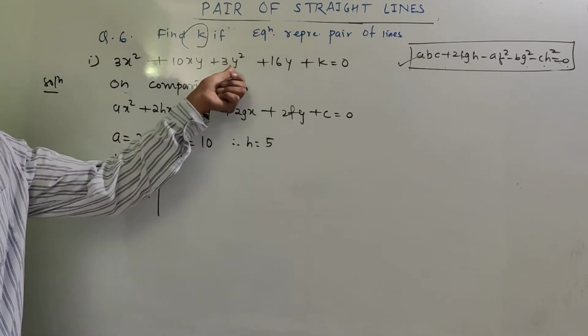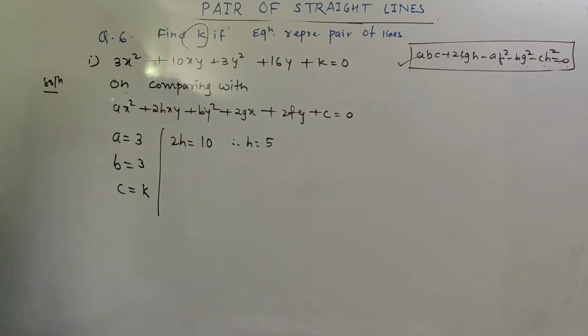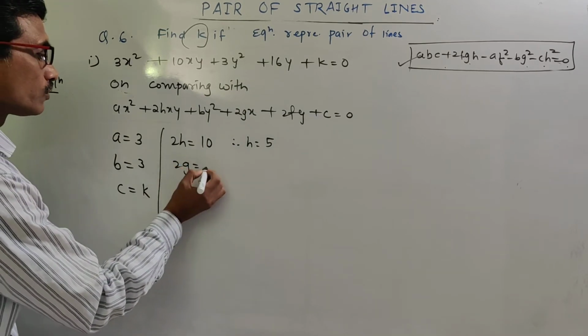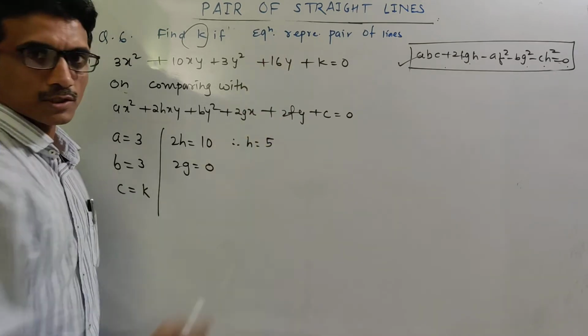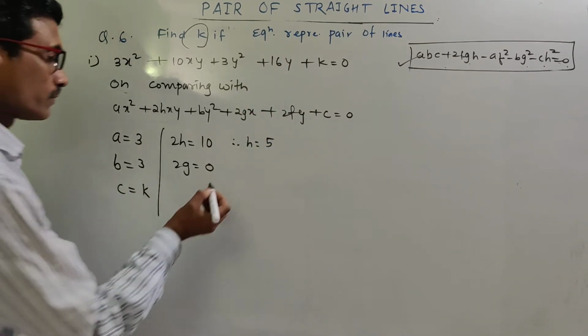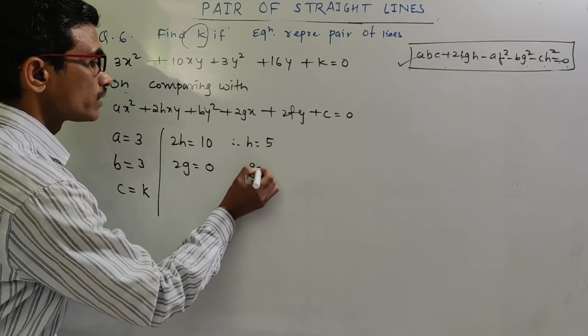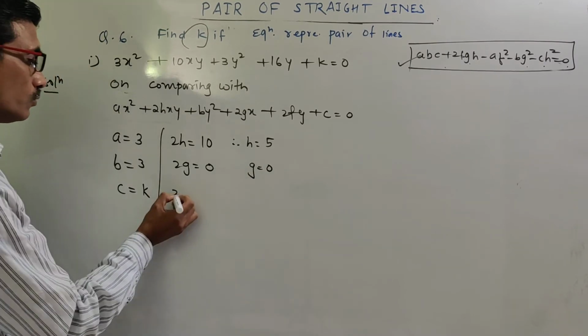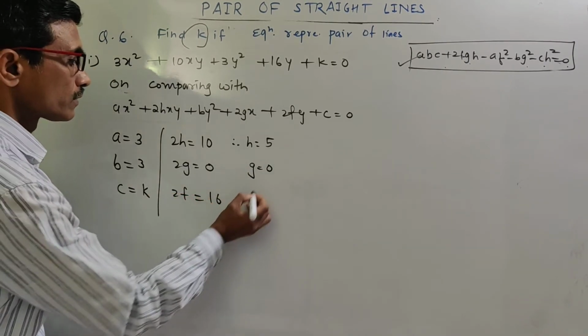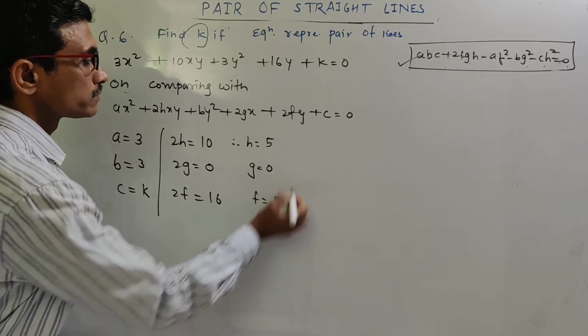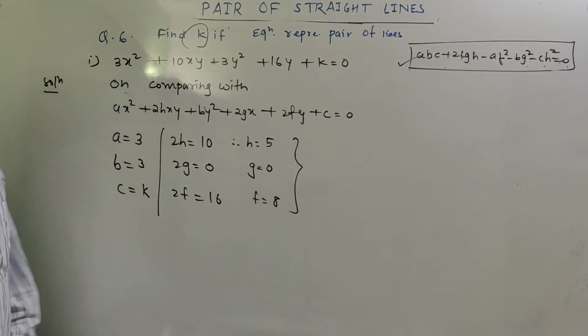Then 2gx: the x term is absent, that means its coefficient is 0, therefore g is equal to 0. With 2fy, that is 16, so f is equal to 8. So h is this, g is this, and f is this.